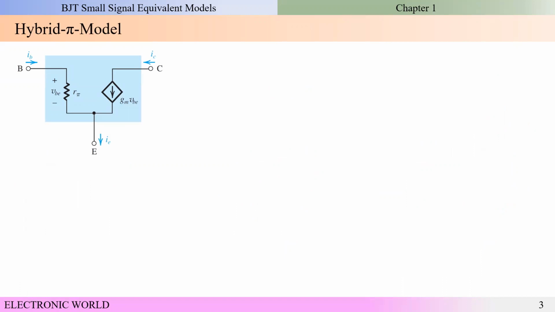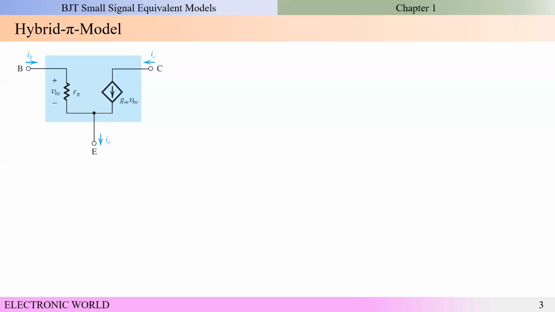Let's begin with the hybrid pi model. In the hybrid pi model, we use an R pi resistor and a dependent current source. This R pi resistor is something like an input resistor, and the dependent current source is gm times VBE. So this is known as the hybrid pi model.